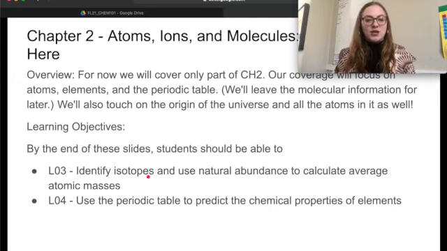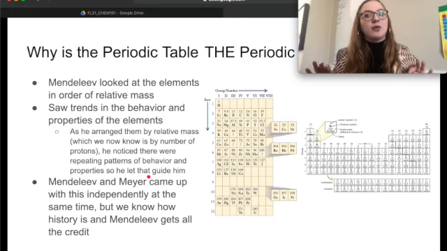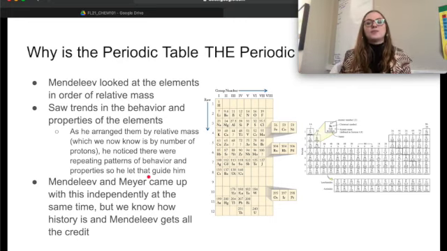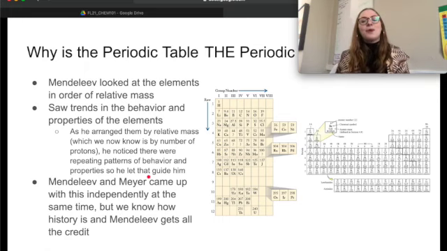So let's get cracking, y'all. So why is the periodic table like the periodic table, right? You can find different versions of the periodic table out there. I know there's a really, really cool spiral version where all of the elements are written out in a spiral. So there are variations on the periodic table, but why is this big old rectangle thing what we actually use?